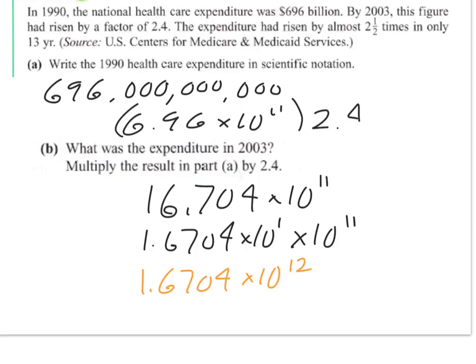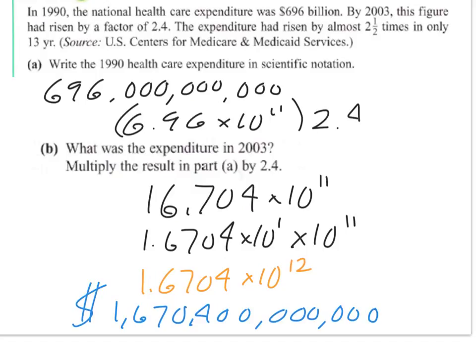So really a 13-digit number. So there's my 13-digit number. So 1,670,400,000,000. So quite a big number.